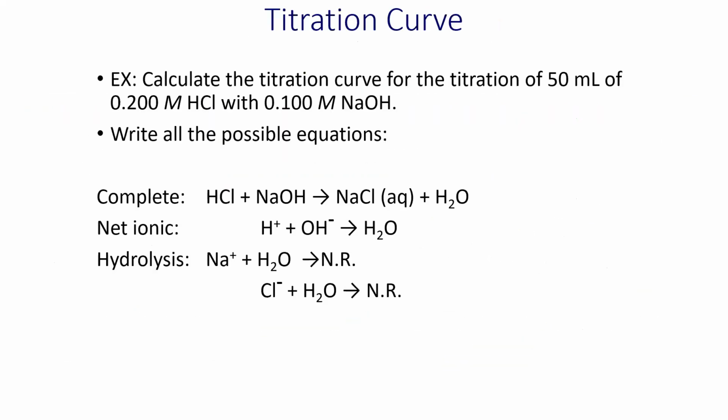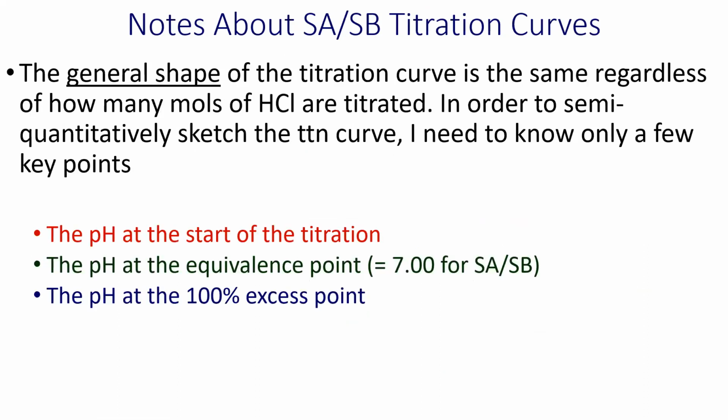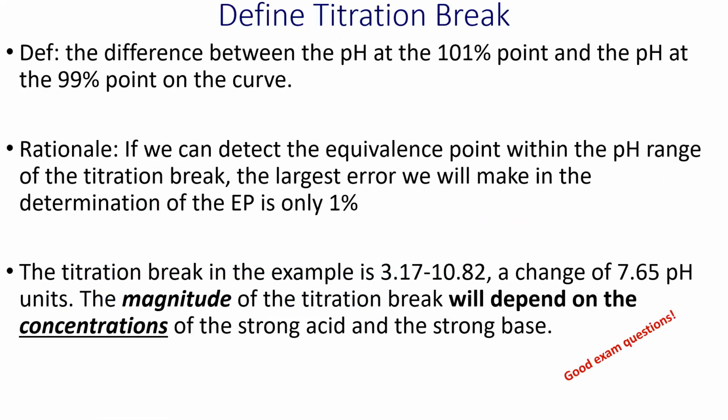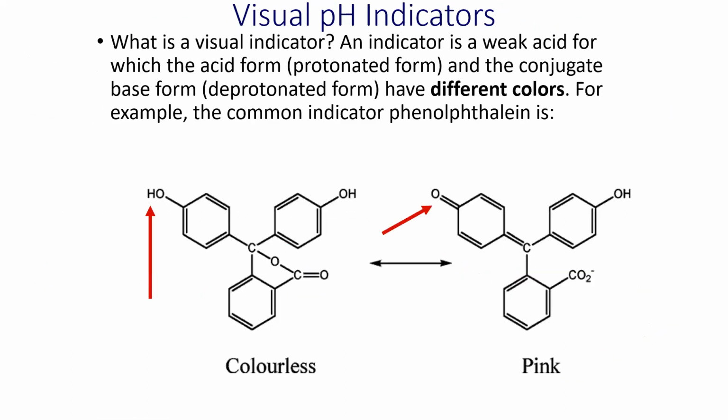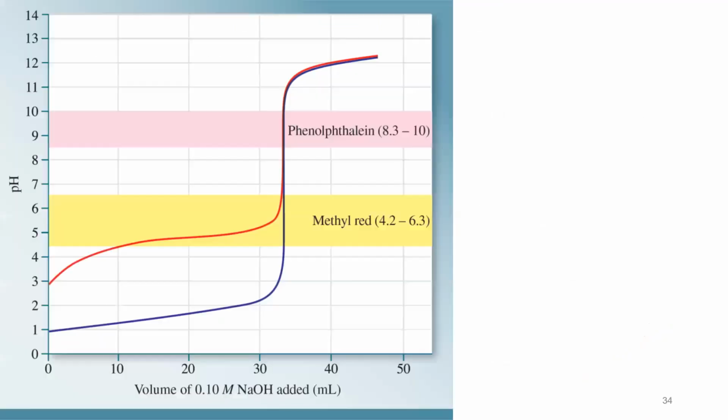Streamline calculation. That's an important thing to know. The general shape is the same, because we're going to ask you to quantitatively do one of these, or semi-quantitatively. So how are you going to do that? Can you pick an indicator?